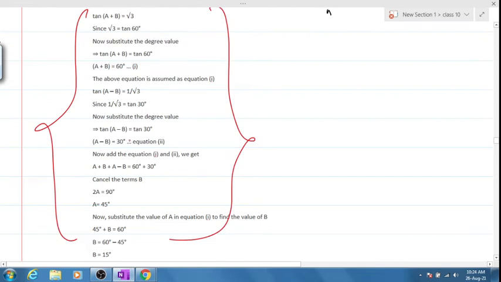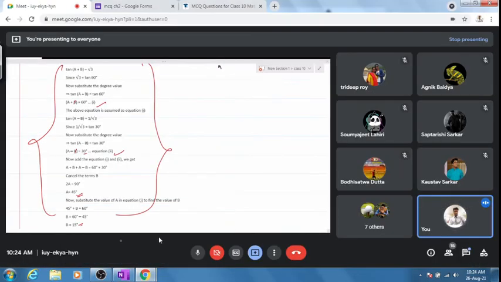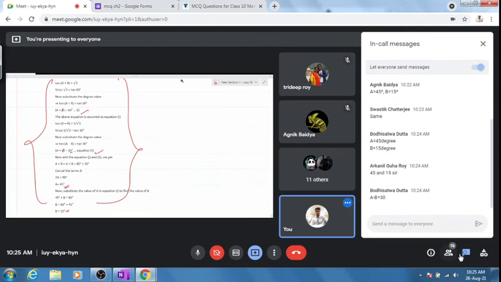We start copying it from here. This is our first equation. This is the second one. This is the first one. When you add up this thing, B goes off. You are getting 2A equals to 90, A equals to 45. Substitute A in any of the given equations, you will be getting the value for B as 15. Are there any doubts in anybody's mind regarding this numerical? Please confirm now. No, sir.